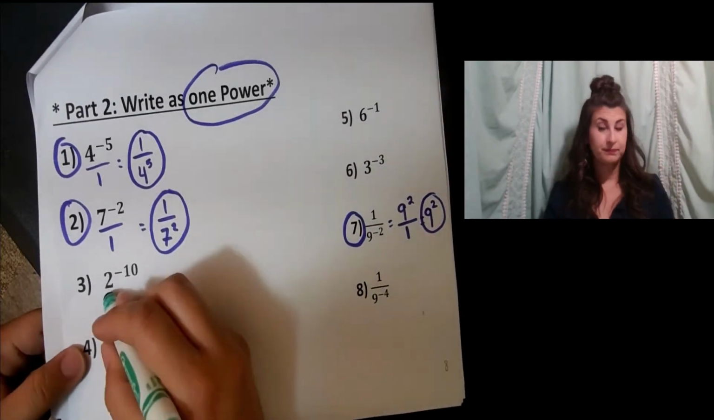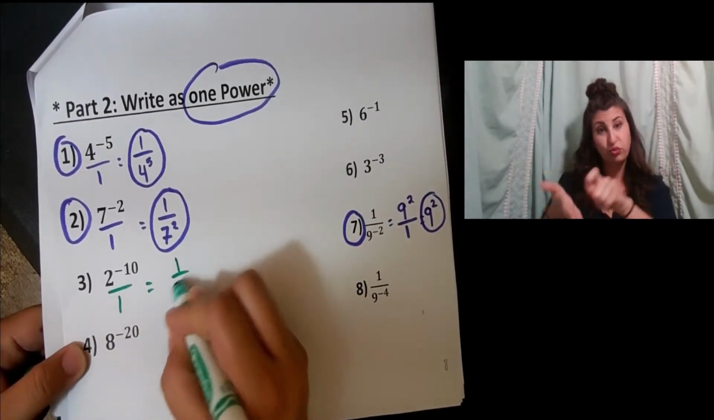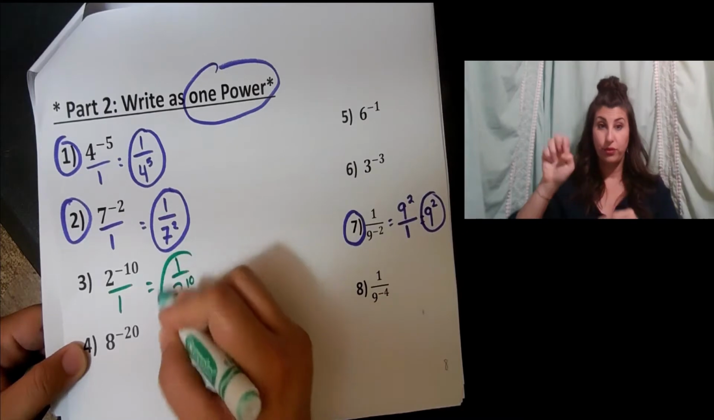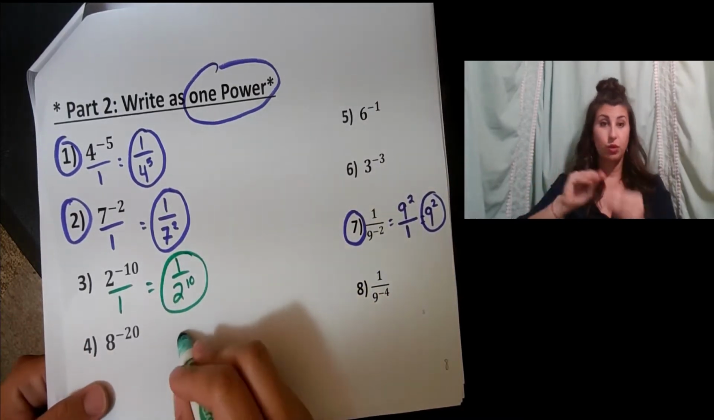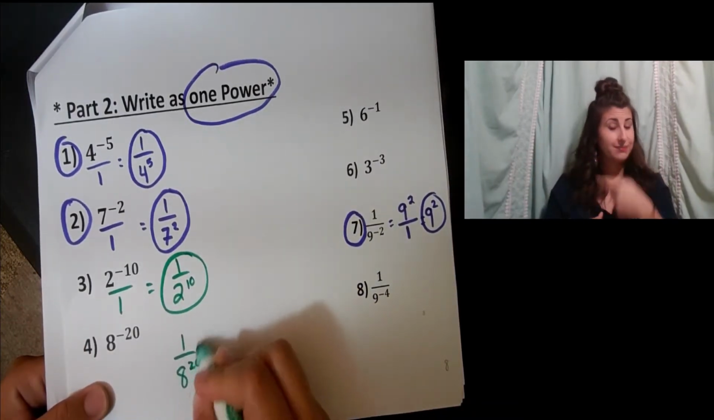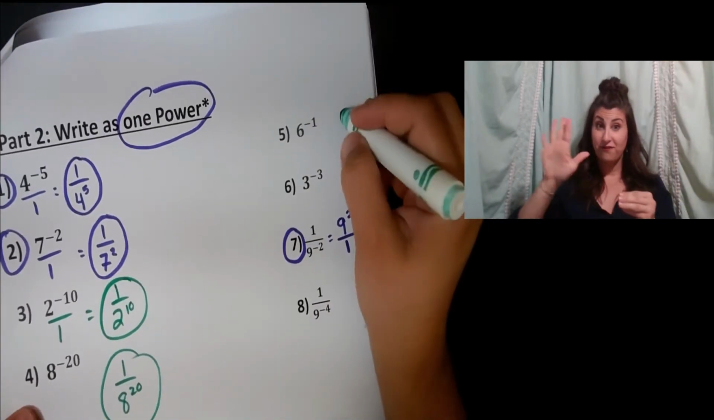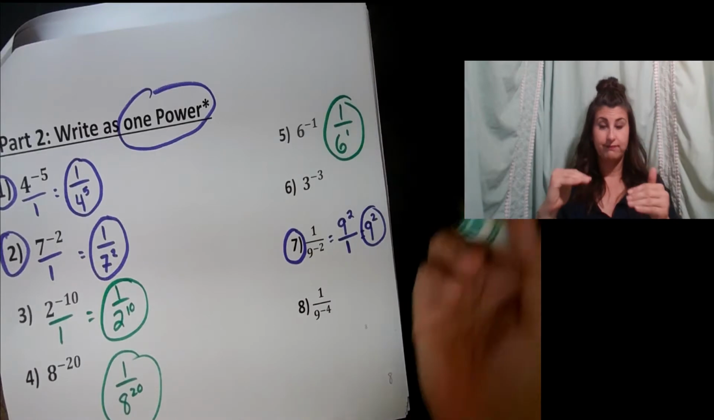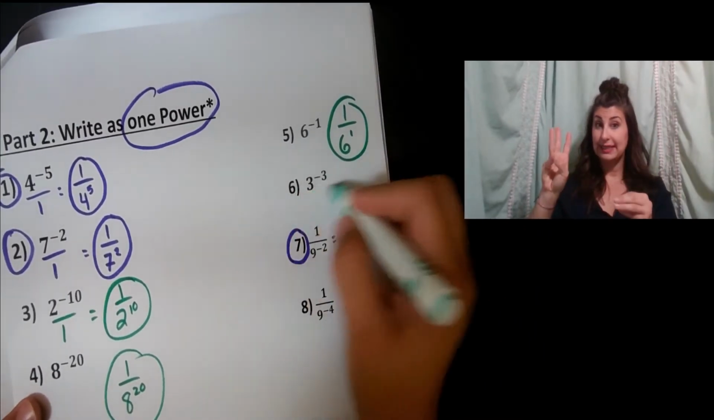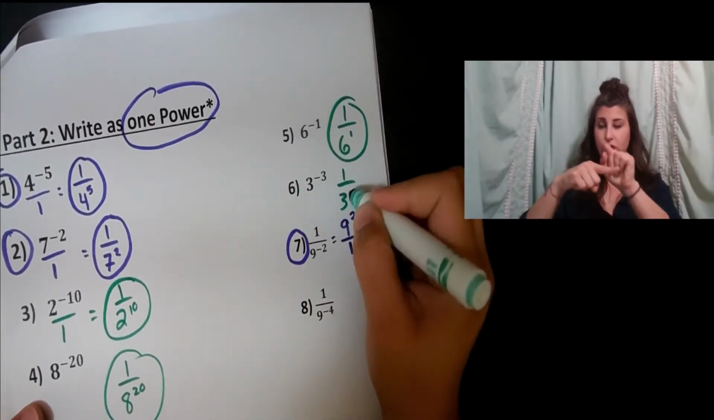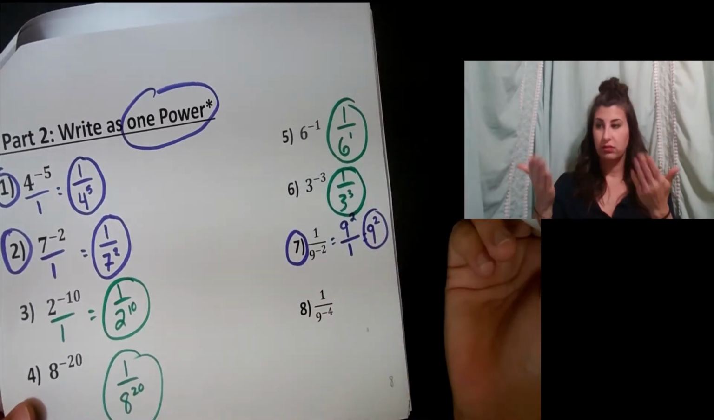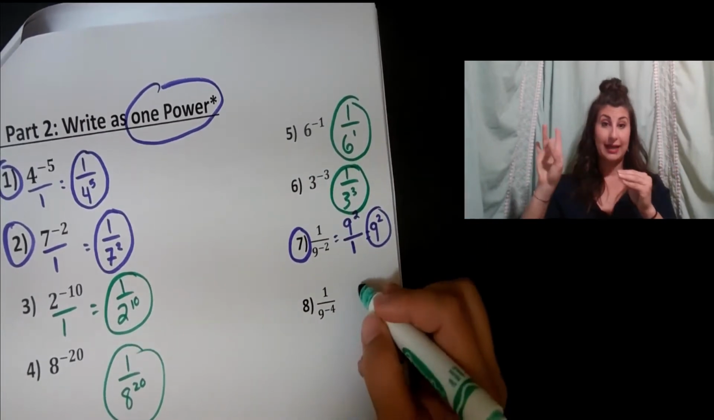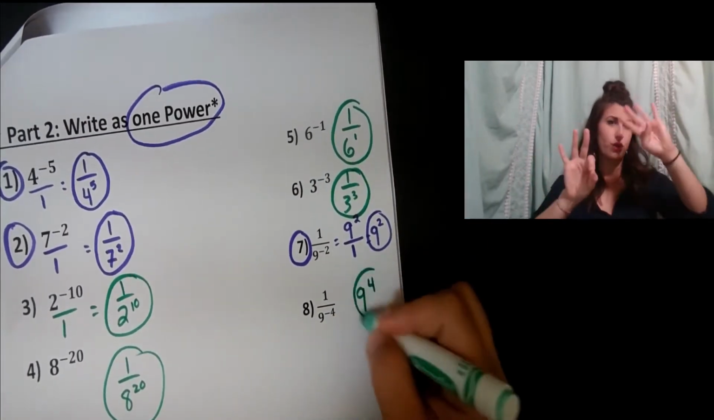All right, so hopefully this is what you got for number 3. For number 4, hopefully you got this. For number 5, you should have gotten 6 to the first, under 1. For number 6, 1 over 3 to the third power. And for number 8, this should have just been 9 to the fourth power.